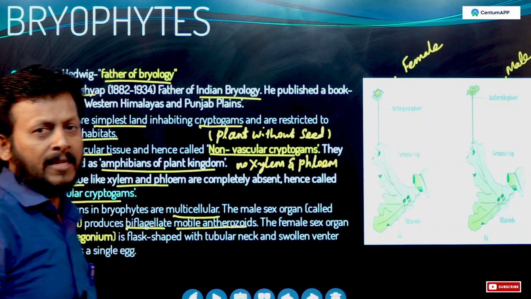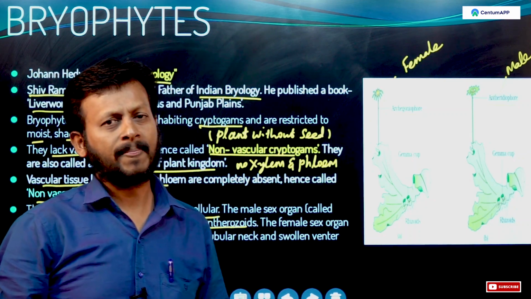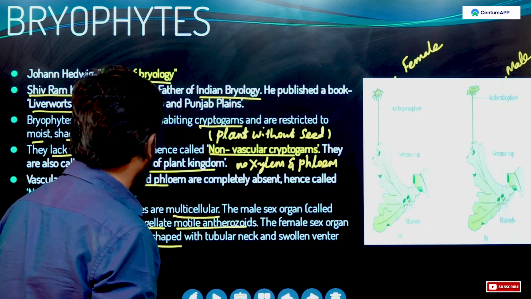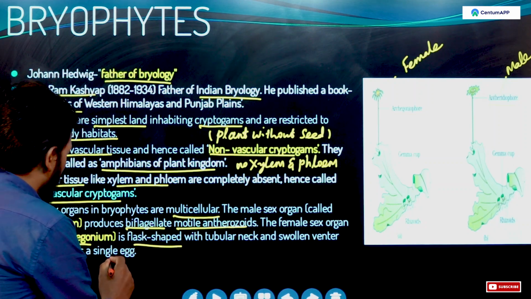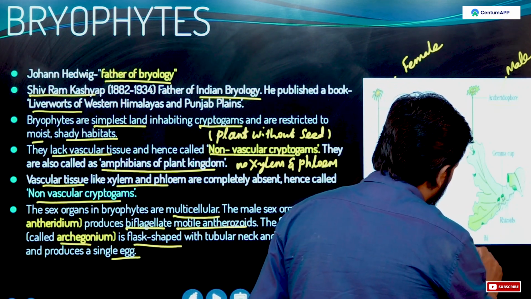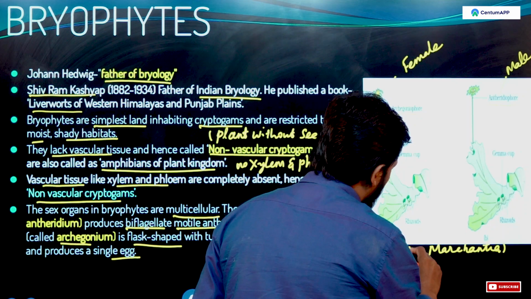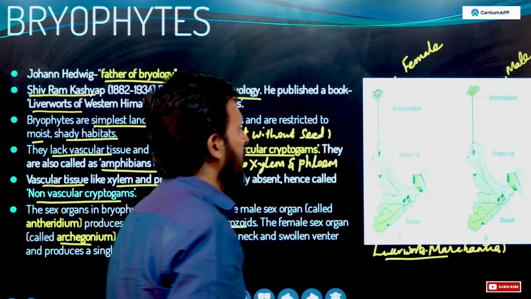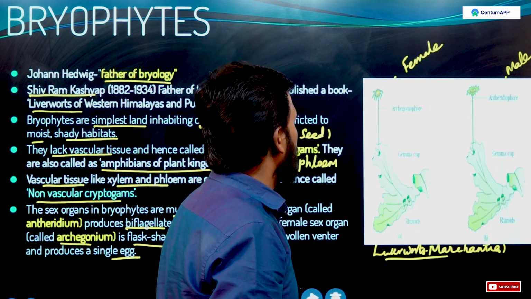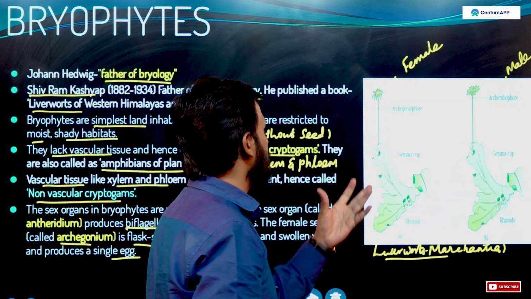Compare this with pteridophytes, where antheridia produce multiflagellate antherozoids. In female sex organs, the archegonium is a flask-shaped or tubular structure that forms the egg. These are found in Marchantia, a liverwort. The male sex organ, antheridiophore or antheridium, produces biflagellate antherozoids. The female sex organ, archegoniophore, is flask shaped.